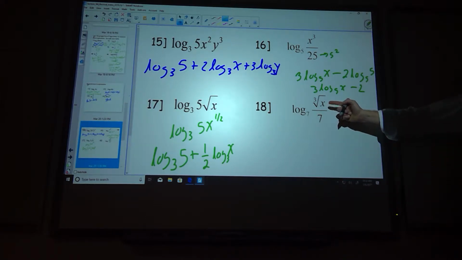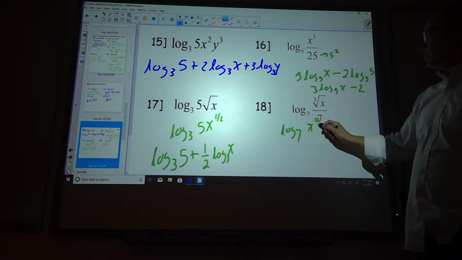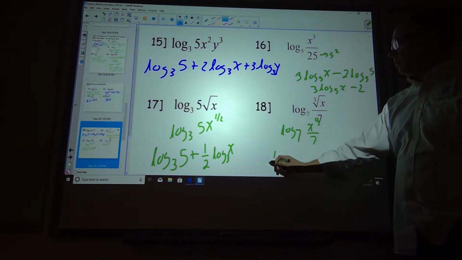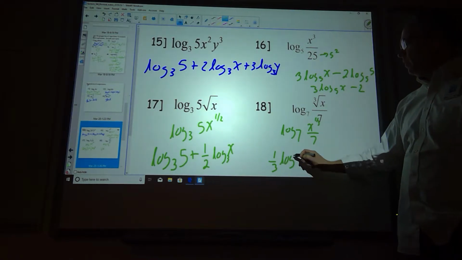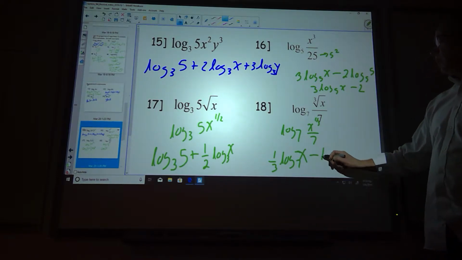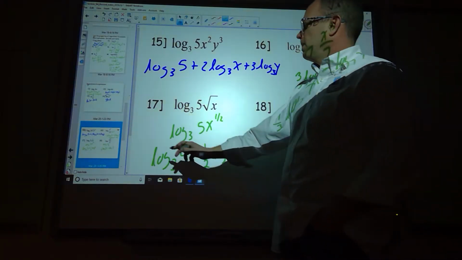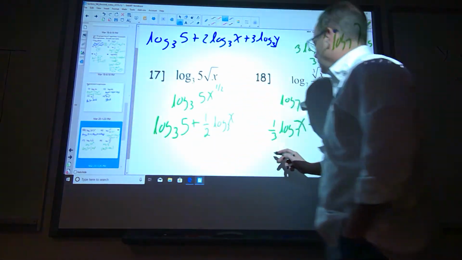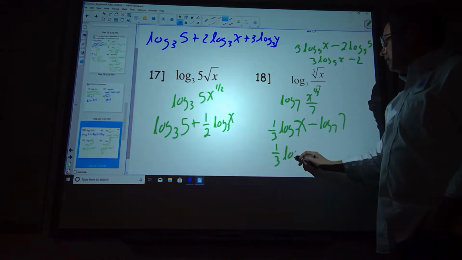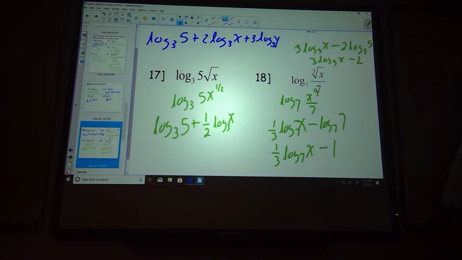What exponent is this one then? 1/3. 1/3. Good. Expand it, bring the exponent down front on the top one. Log base 7 of x. And then minus log base 7 of 7. What's log base 7 of 7? 1. That's 1/3 log base 7 of x minus 1. That's it. That's the happy stuff.